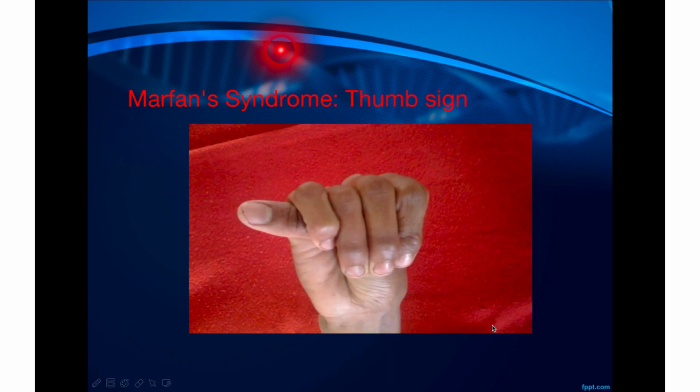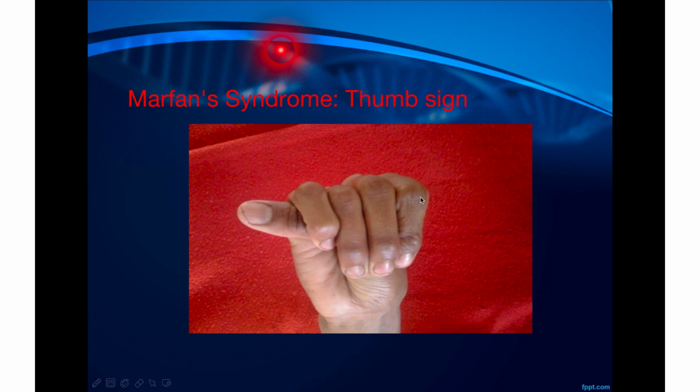So next we're going to look at the next sign, which is the thumb sign. The thumb sign is when you close your fingers with your thumb flap against your hand. The thumb should not pass the ulnar side of your forearm. But as you can see in this patient, when the thumb is closed against the other four fingers, you can see the thumb coming out through the ulnar side, the side towards the pinky.